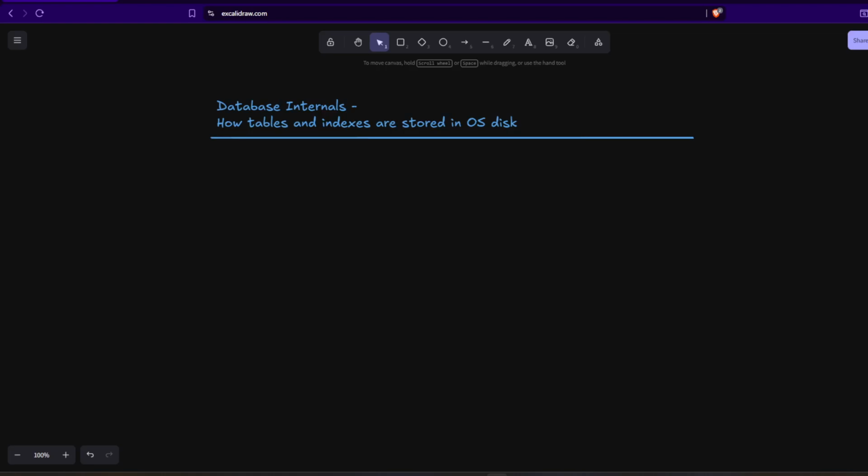So in this video, we will try to decipher a very important database low level internal mechanic: how exactly the data that we see as a result of our select star or as a result of our insert into actually gets stored into our disk, right?